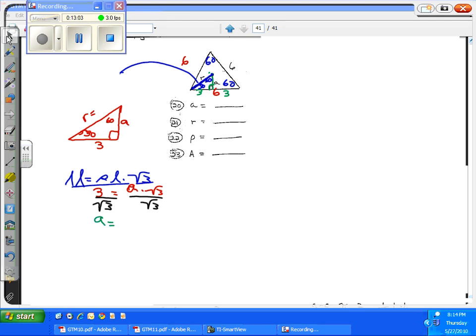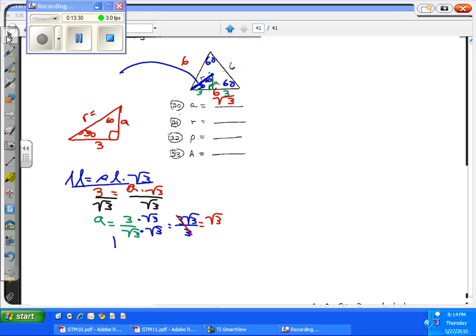And so we have that the apothem is equal to 3 over the square root of 3. But you can't have a radical in the denominator, so we're going to rationalize the denominator. We get 3 square root 3 over 3. The 3 is reduced to a 1, and so we just have square root 3. So the apothem is square root 3.